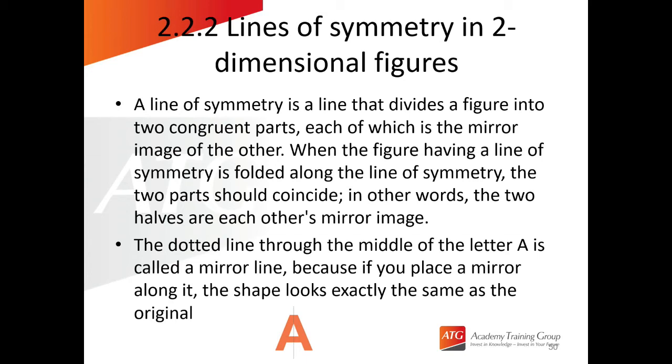Lines of symmetry in two-dimensional figures. A line of symmetry is a line that divides a figure into two congruent parts, each of which is the mirror image of the other. So when the figure having a line of symmetry is folded along that line of symmetry, the two parts should coincide. In other words, the two halves are each other's mirror image. The dotted line through the middle of the letter A is called a mirror line, because if you place a mirror along it, the shape looks exactly the same as the original.